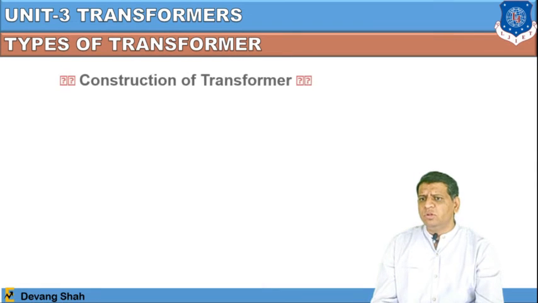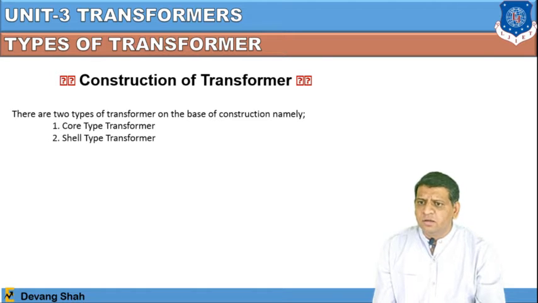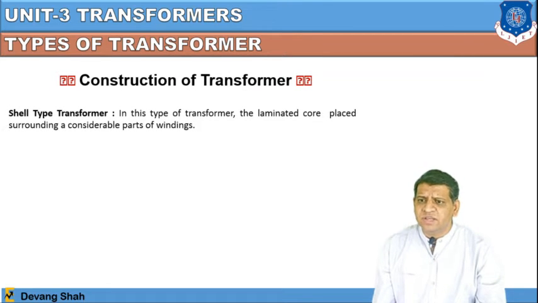Now let us discuss the construction of a transformer, where there are two types of transformer on the basis of construction. Namely, one type is called a core type transformer, and another type is defined as a shell type transformer. In the core type of transformer, the windings are placed surrounding a considerable part of a laminated core. If we discuss the shell type of transformer, in this type the laminated core is placed surrounding a considerable part of the winding.